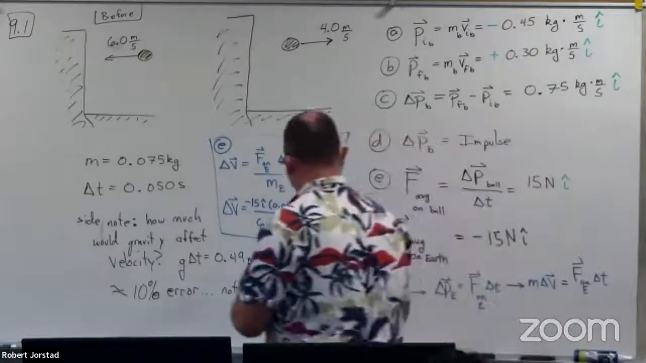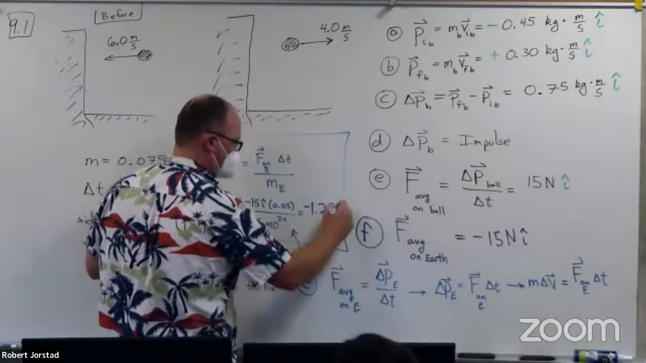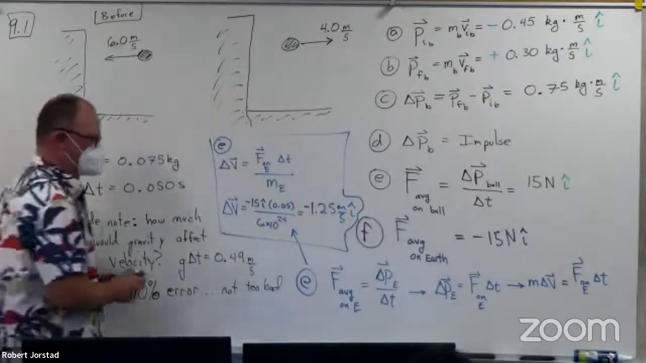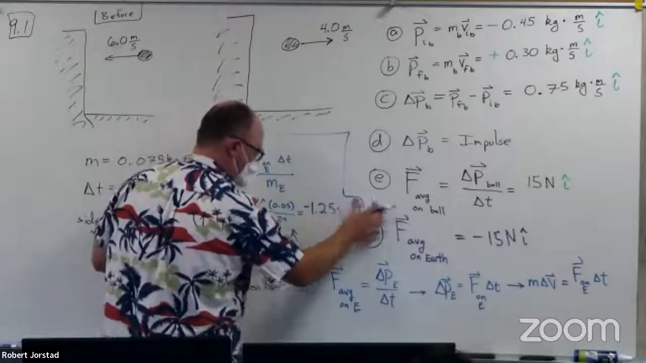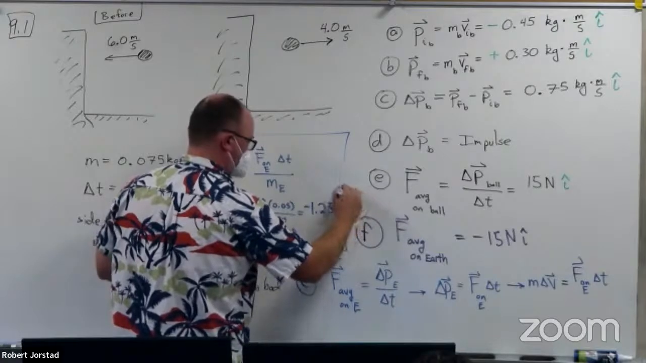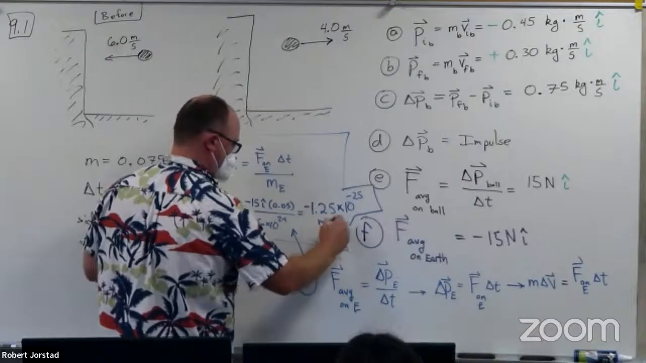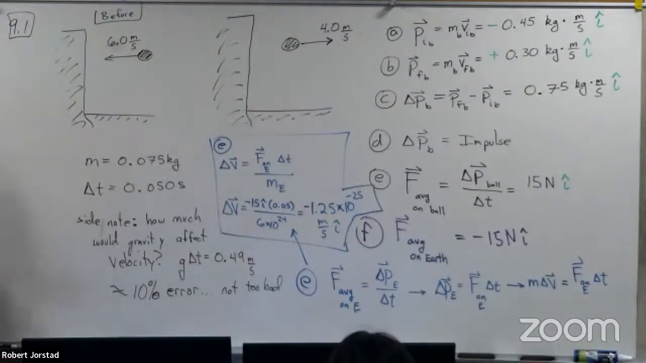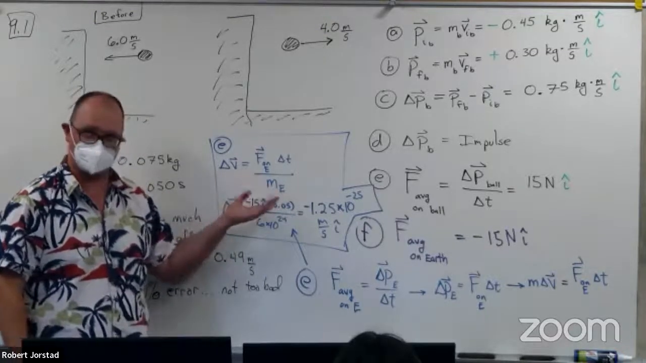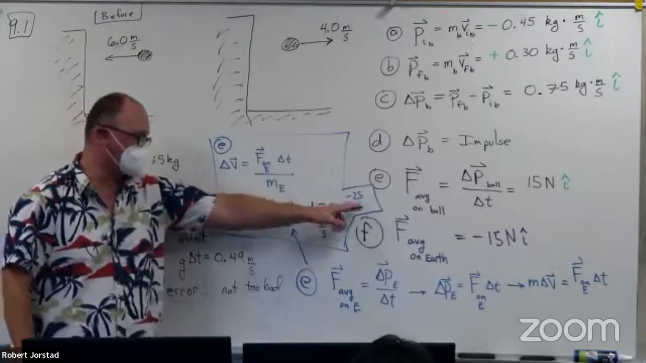15 times 0.05 divided by 6 E 24. 1.25. Negative meters per second i hat. Oh, wait, I forgot the times 10 to the minus 25th. That's kind of a big mistake. Meters per second i hat. Sorry, that's the crappiest. I just wanted to point out, this is what I kept saying earlier. We don't really notice the earth move. It's not that it doesn't have an effect on the earth. It's that this is tiny.